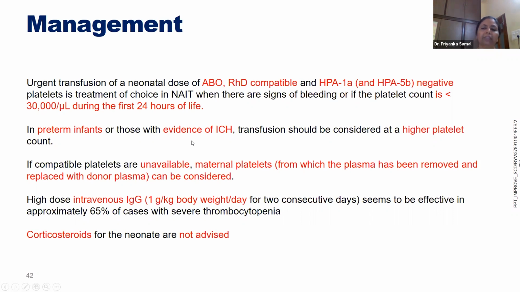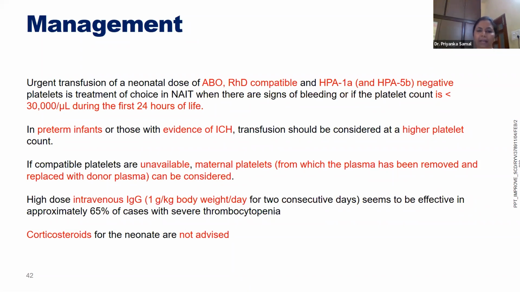In preterm infants, we keep the platelet count higher. That means at 50,000 also you have to transfuse the platelet. If compatible platelets are not available, as I mentioned, ABO-RH compatible and HPA-1A compatible, and if this is not available, maternal platelets from which the plasma has been removed.